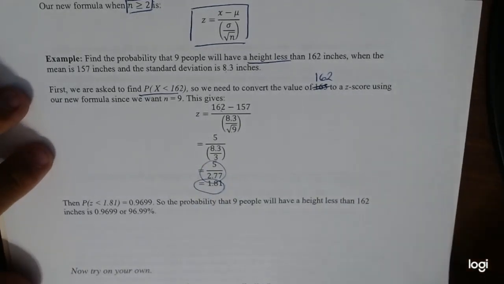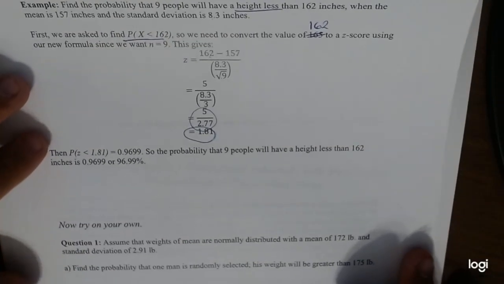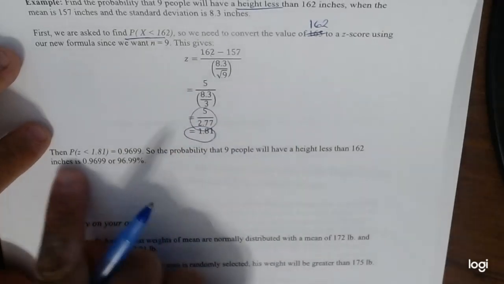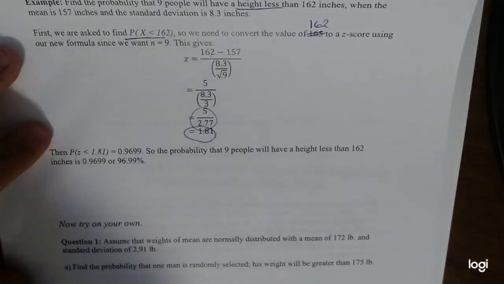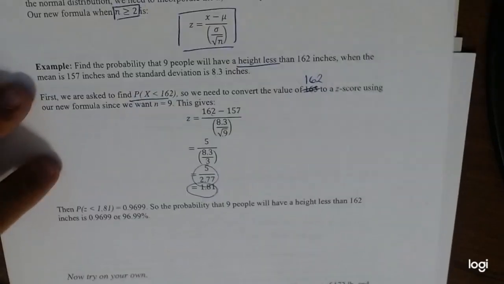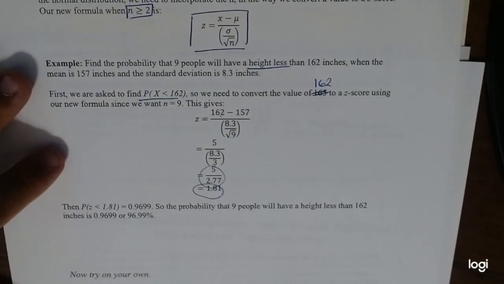Okay, and that's just the z-score. Now we do the same thing we did in the last section. We find the area to the left because we want less than. So that gives us the value of this, and that's going to be your answer. Very similar section to the last one. The only difference, again, is just this new formula. Okay, so let's try some out so you can see how this would work out.